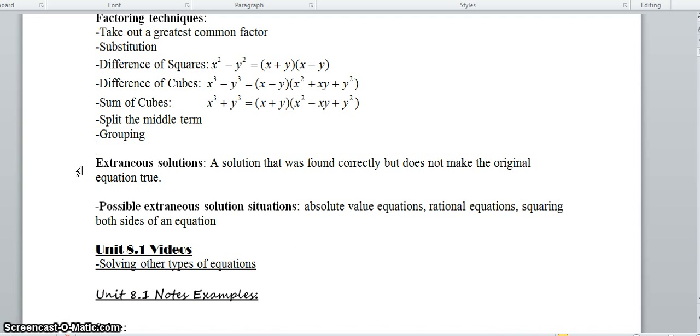Extraneous solution. So remembering what is an extraneous solution and when do I have to look for extraneous solutions. So remember, an extraneous solution is a solution that was found correctly by doing all the correct algebra, but it does not make the original equation true. Possible scenarios for extraneous solution: absolute value equations, rational equations, or any time within the solution process that you end up squaring both sides of the equation. Any of those are possible scenarios of where you might get extraneous solutions and you have to check.